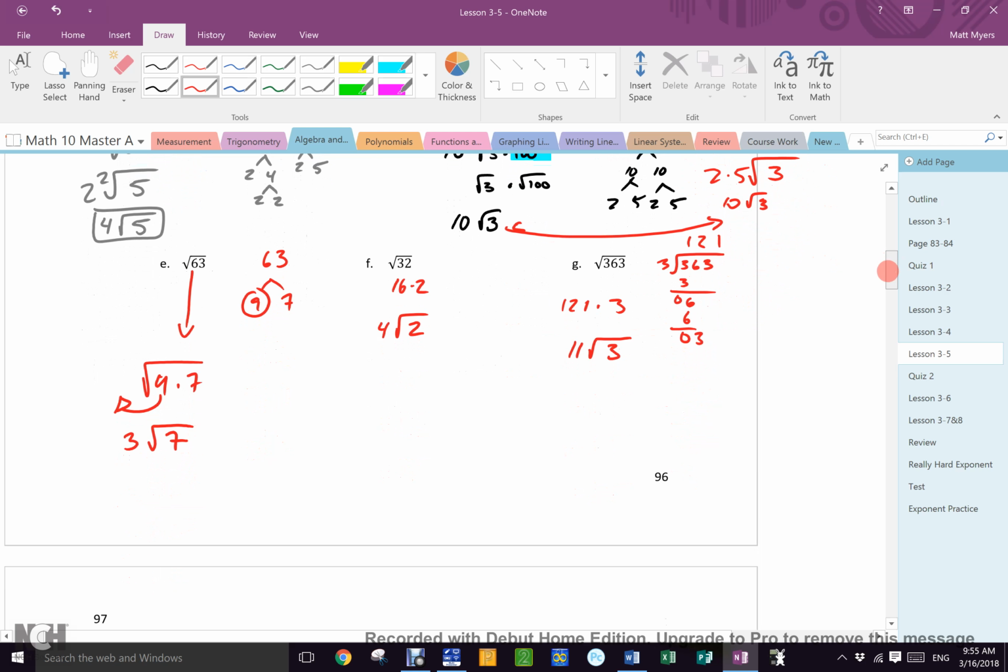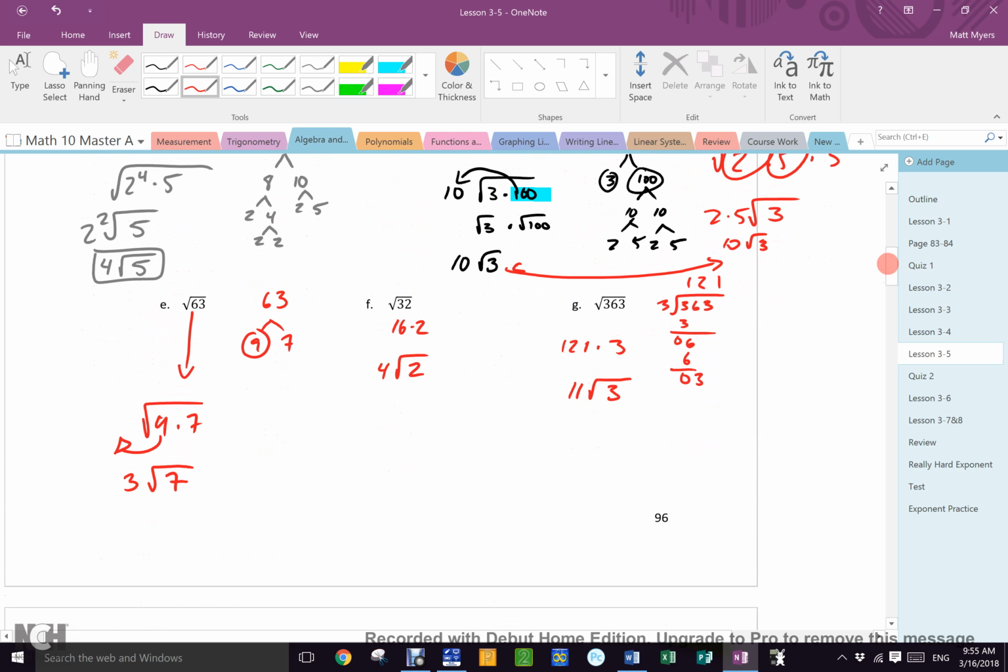All right, everybody cool? So that is simplifying radicals. And what that means is you take an entire radical, which looks like this, and you turn it into a mixed radical, which looks like this.